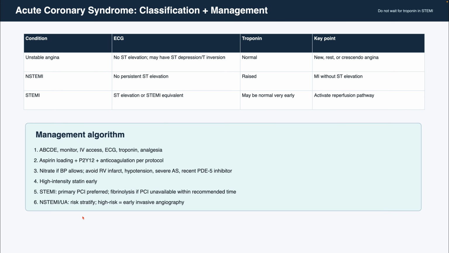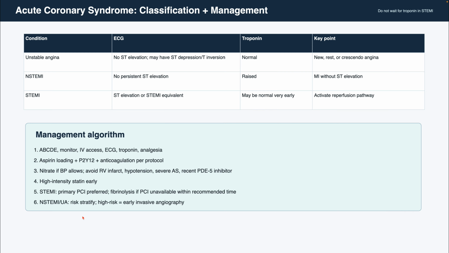Now, acute coronary syndrome, there will be unstable angina, NSTEMI and STEMI. In STEMI, there will be elevation. Non-STEMI, there is no persistent ST elevation. Unstable angina, no ST elevation, may have ST depression or T inversion. But then troponin will be normal in unstable angina, but then rise in STEMI and non-STEMI. Now management for them will be the same.